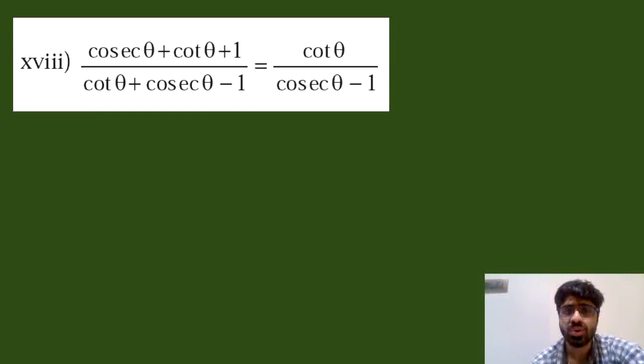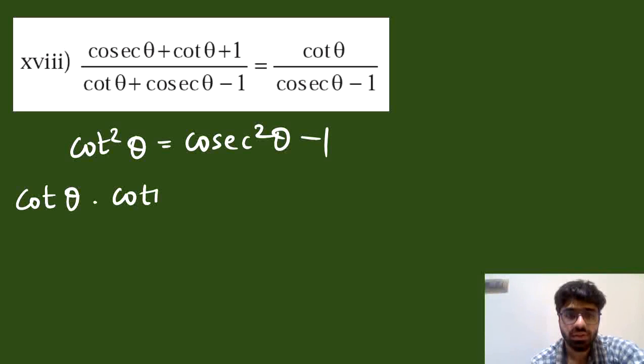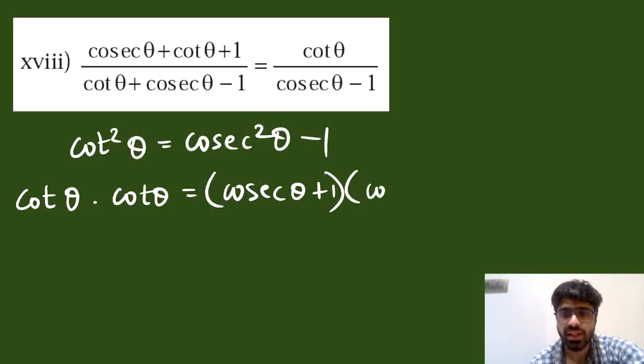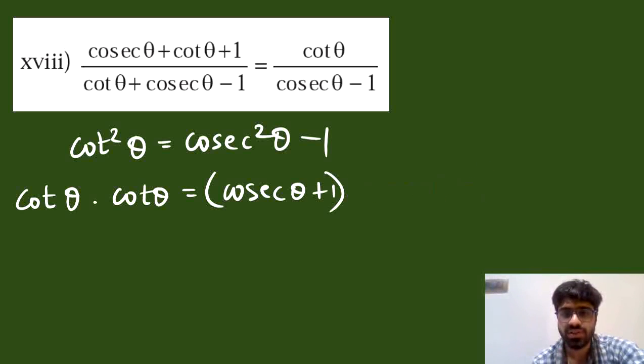It's pretty clear that you have to go ahead with 1 plus cot square theta equal to cosec square theta. Unfortunately, both the terms are starting with C, so I will have to write the entire cot theta and cosec theta so that we understand the full thing. Now we can take that 1 on the right, so that would give us cosec square theta minus 1, and then we can write this as cot theta into cot theta equal to cosec theta plus 1 into cosec theta minus 1, and then cosec theta minus 1 you can take it on the left hand side.